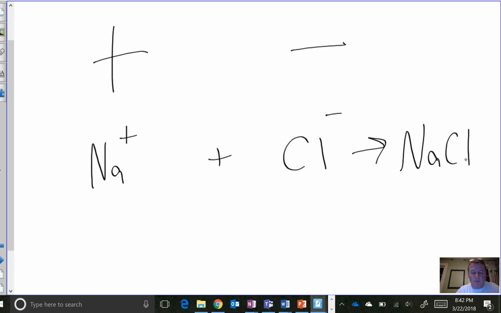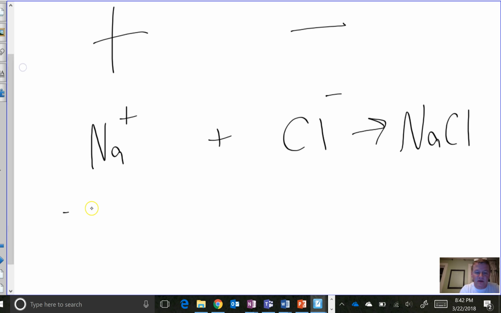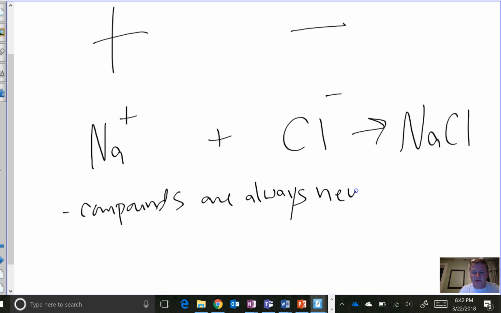Now, things that we want to recognize in ionic compounds. First off, the compounds are always neutral, meaning that after they're formed, they never have a charge, unlike the ions that form them. So notice sodium chloride over here, no charge. And that's because the positive one and the negative one have kind of canceled each other out. So we have a one-to-one setup here. One ion of sodium has paired with one ion of chlorine.